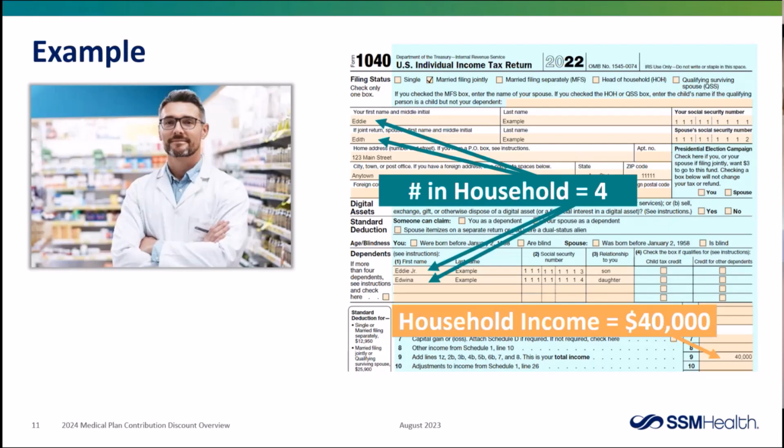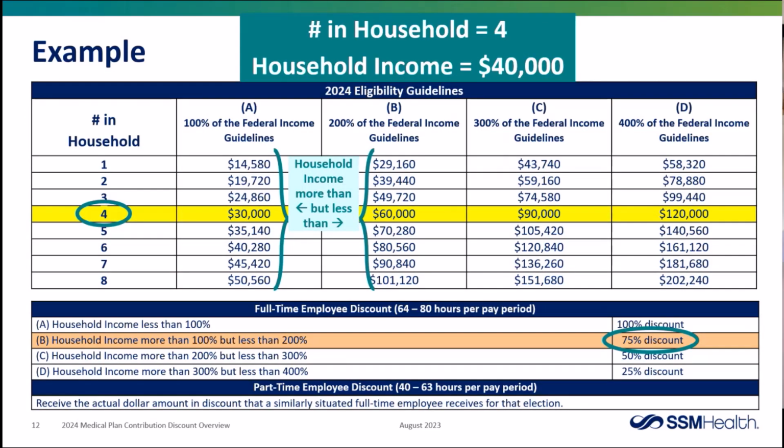All right, so let's see how this information determines his level of discount, looking at that table again. Yes. So as highlighted in yellow, as you see here, Eddie's household income of 40,000 is greater than the amount listed in column A, but less than the amount listed in column B. Therefore, Eddie qualifies for the 75% discount level.